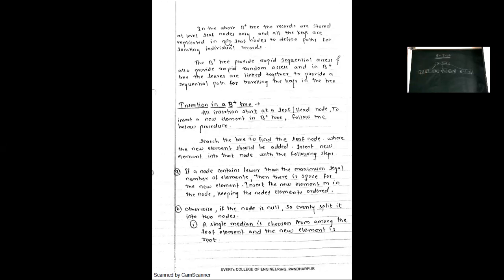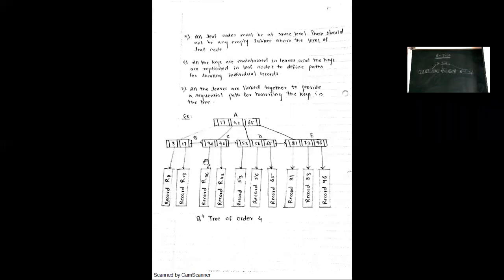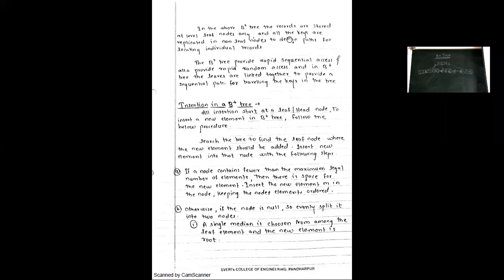Now in the above B plus tree, whatever B plus tree is shown here, the records are stored at the leaf nodes only, right? And all the keys are replicated in the non-leaf nodes to define the paths for locating individual records, right? So what is the benefit of using the B plus tree as compared with the B tree? Now suppose I want to search any element. So where will I search? In a B tree, what are we doing?